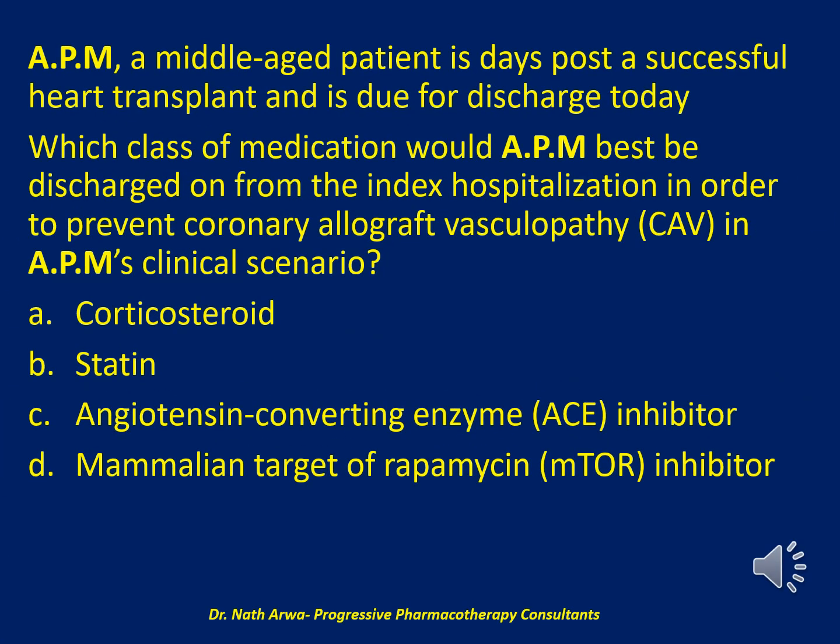And the first question reads, APM, a middle-aged patient, is days post a successful heart transplant and is due for discharge today. So my question to you is, which class of medication would APM best be discharged on from the index hospitalization in order to prevent coronary allograft vasculopathy, abbreviated as CAV, in APM's clinical scenario?